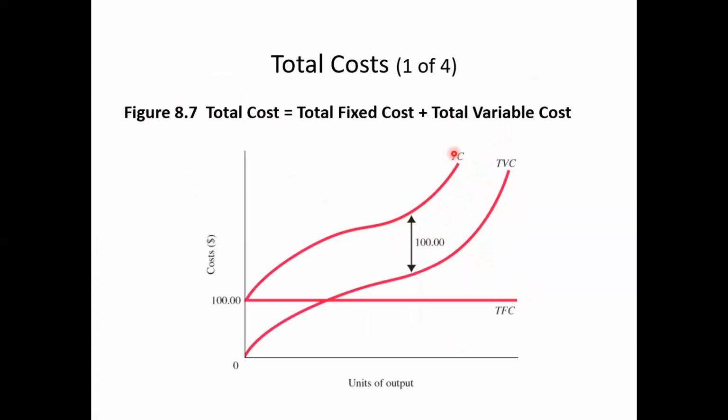So the difference between the total cost curve and the total variable, remember variable goes through the origin at 0, is just the total fixed cost point. And at every point, the vertical distance is just going to be $100.